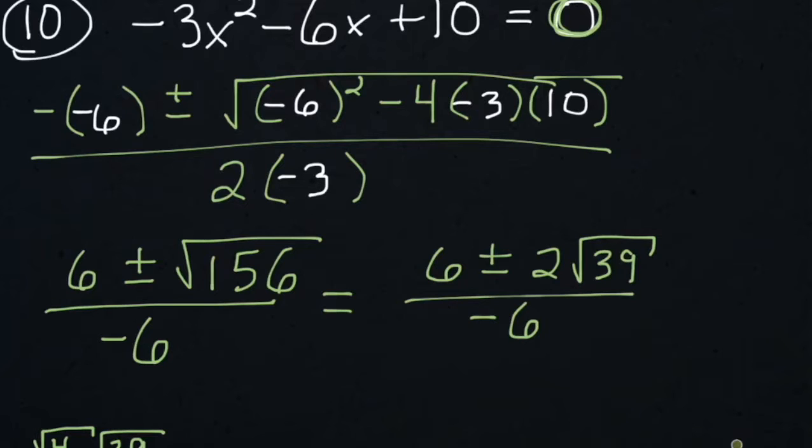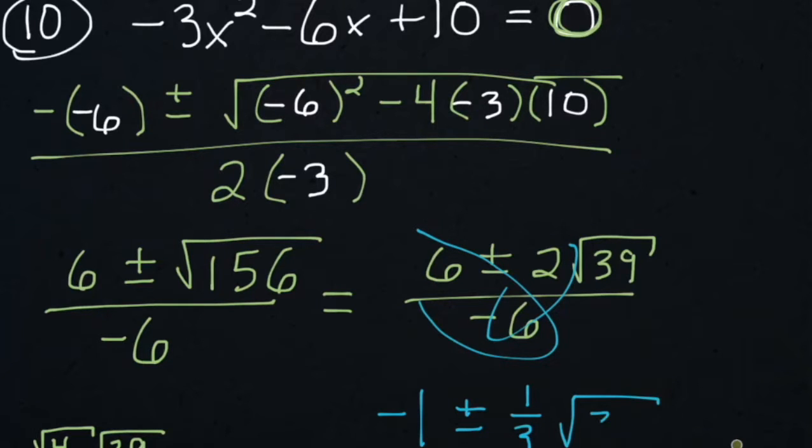Now you could simplify further and go ahead and divide, because you notice the 6's will divide. Just make sure you do both. So 6 divided by negative 6 is negative 1. 2 divided by negative 6. Well, since we have a plus minus, we don't have to worry about that, right? We could do a what? 1/3. Okay? Square root 39. If you want to break it up like that, you can, or you can leave it in the 6 plus or minus 2 square root 39 divided by negative 6.